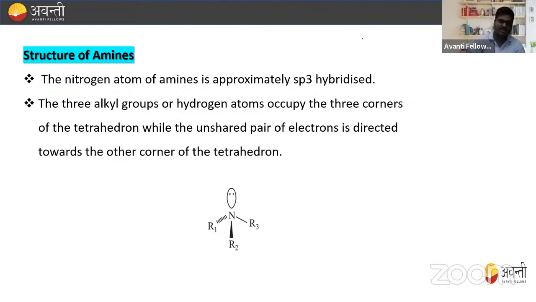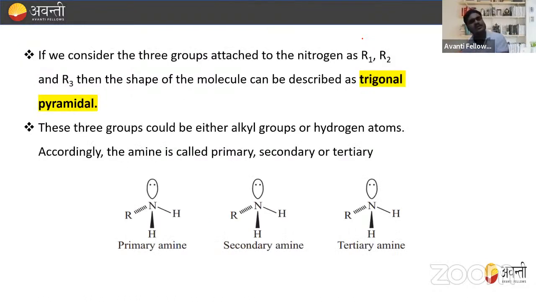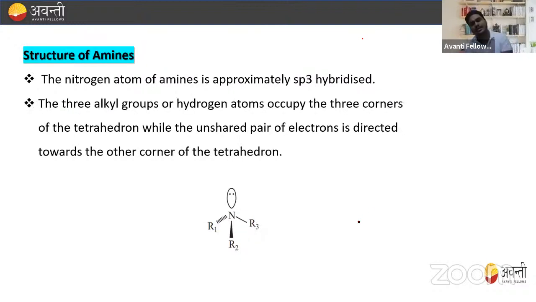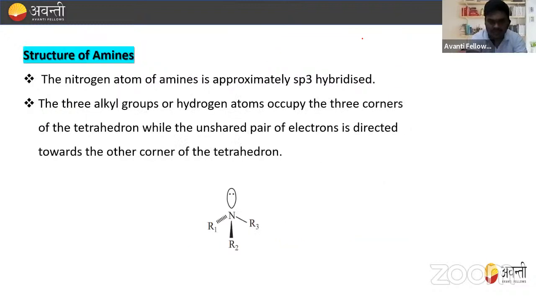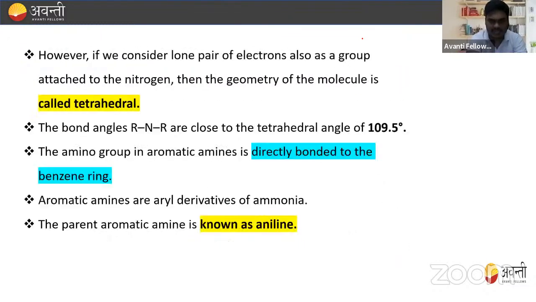Right. So this is the structure. Now, if we consider the three groups attached to the nitrogen as R1, R2, and R3, then the shape of the molecule can be described as trigonal pyramidal, right? This shape is known as trigonal pyramidal when three groups are present along with one lone pair. These three groups could be either alkyl groups or hydrogen atoms. Accordingly, the amine is called primary, secondary, or tertiary. So the shape of the molecule can be described as trigonal pyramidal, with sp3 hybridization.